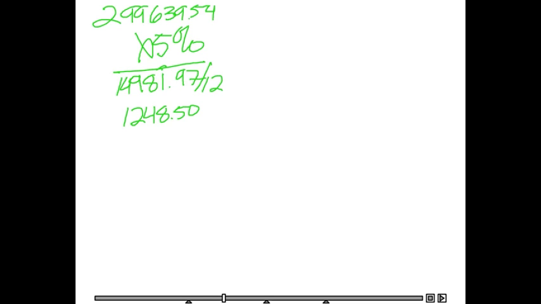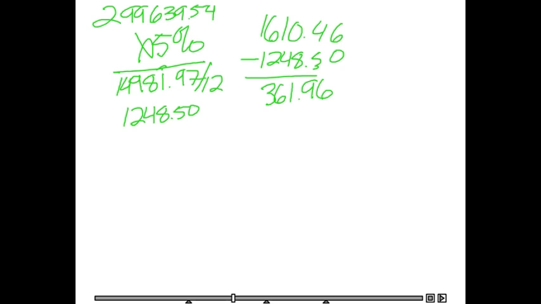So now what we do, remember, our principal and interest payment's the same. It doesn't change from month to month. Our principal and interest payment from before was $1,610.46. So the interest due this month is $1,248.50. So the difference between those two numbers is $361.96, which represents the amount of principal that went to the principal balance for the second month.